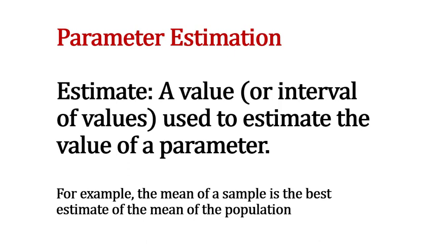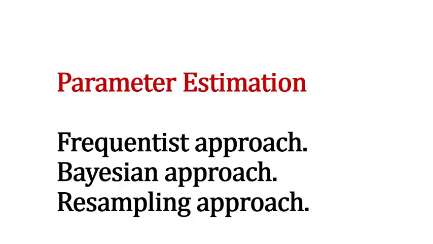The concept of estimate is very important in parameter estimation. So an estimate is a value or interval of values that we use to estimate the value of a parameter. For example, we use the mean of a sample as the best estimate of the mean of the population. So the mean of a variable in the sample is the best estimate of the mean of the population. And for example, the correlation coefficient we use as an estimate of the correlation in the population.